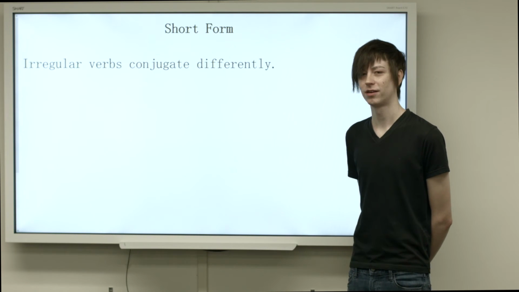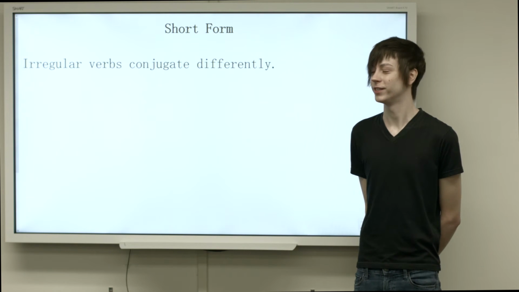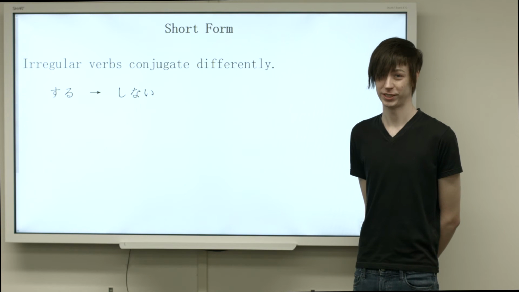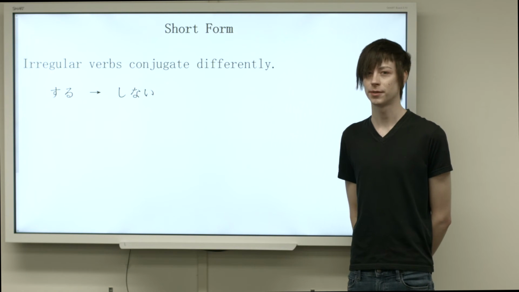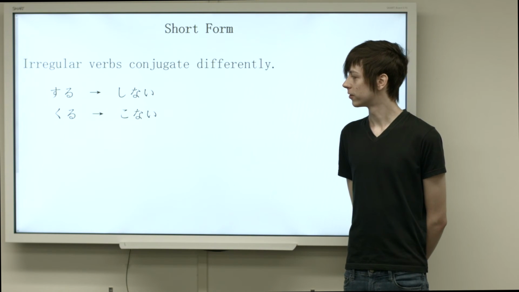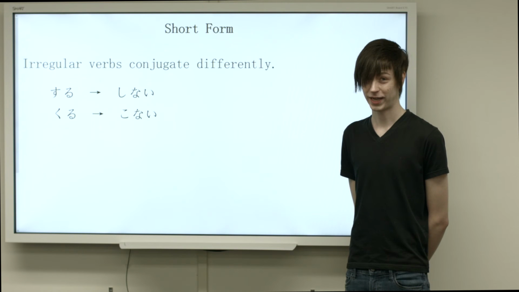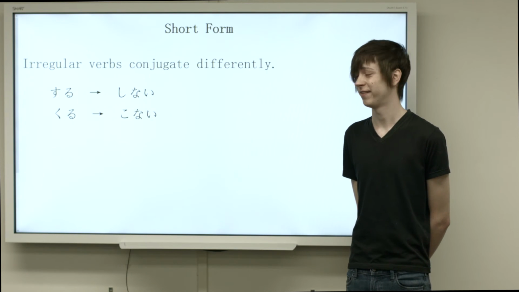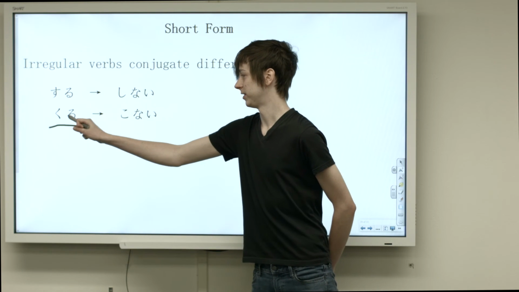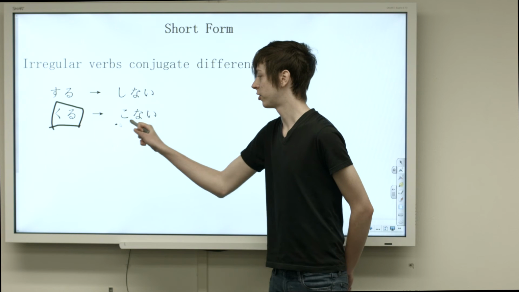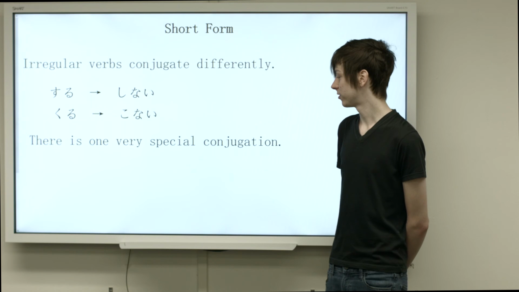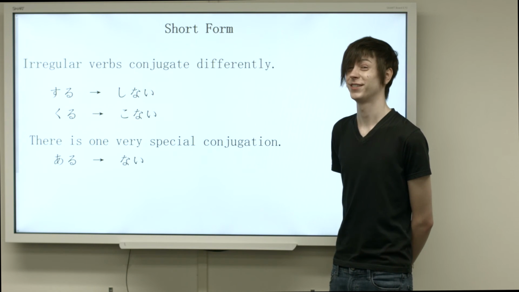And then we have irregular verbs, which conjugate just a little bit differently than the rest, so I'll explain that a little bit. So we have suru, which is just the generic ending to say to do something. It turns into shinai. Kuru, to come. Konai, and this is very difficult to understand at first, so it's completely different. There's no similarities between these two. So kuru and konai. And then there's just one very special conjugation, which is aru. It just turns into nai.